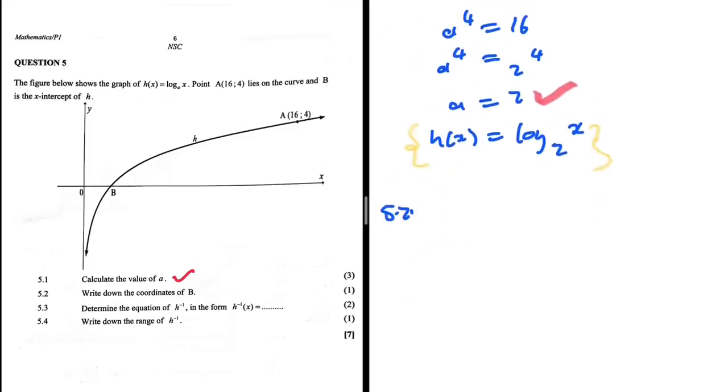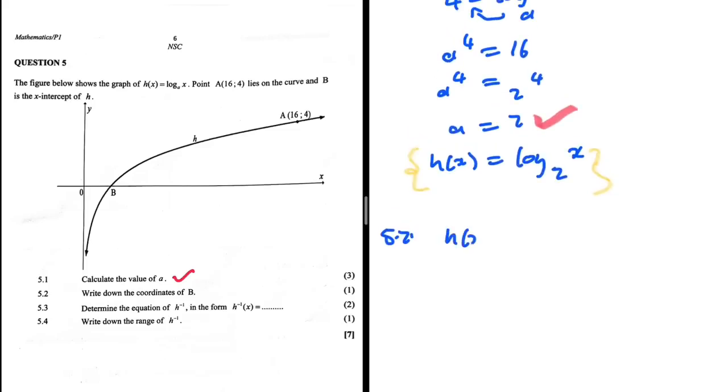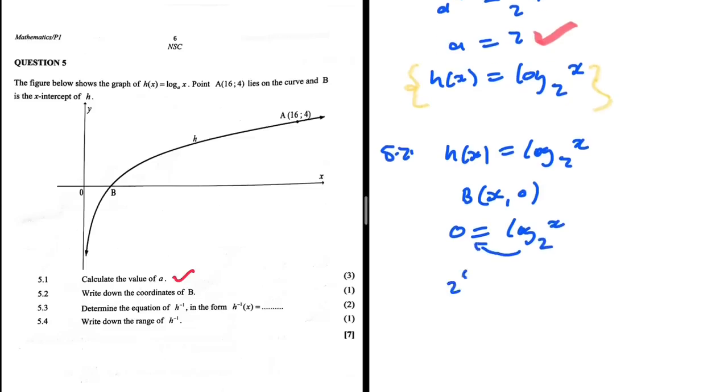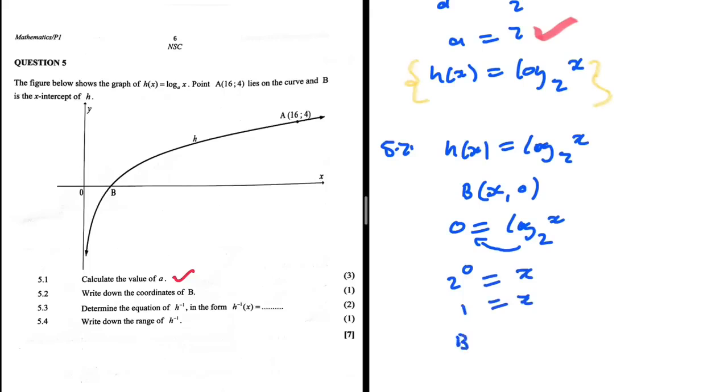5.2, write down the coordinates of b. Okay, we now know that h of x is log of x base 2, as I've stated. Now we need the coordinates of b. B is the x-intercept. What do we know about the x-intercept? y is equal to 0. So the coordinates of b, we have x and 0. Let's substitute that into the equation and find x. y is 0, log of x base 2. Again, applying this log law, 2 to the power 0 is equal to x. 1 is equal to x. So the coordinates of b, we have 1 as the x value and 0 as the y value.